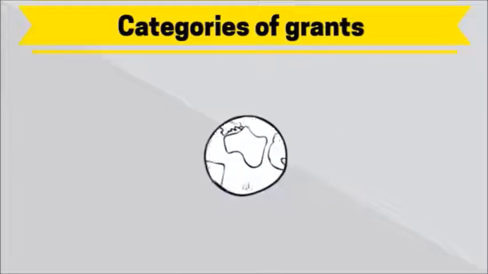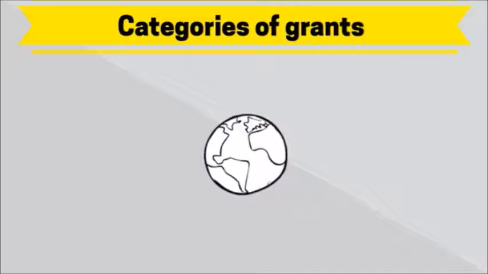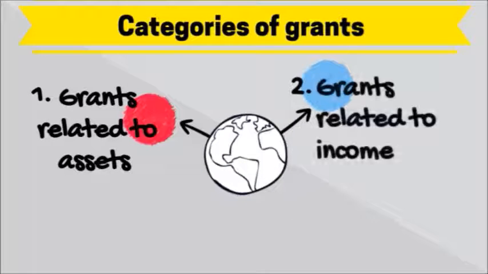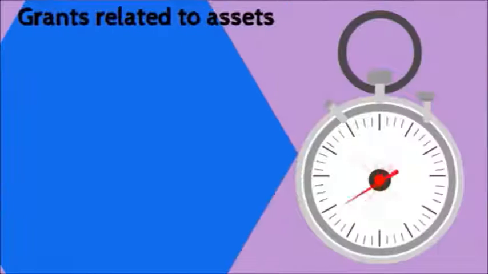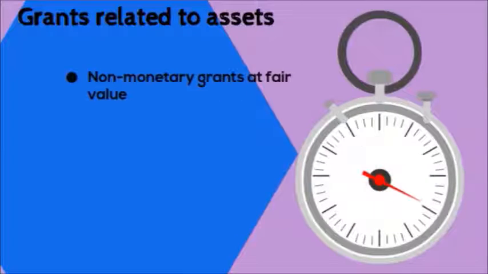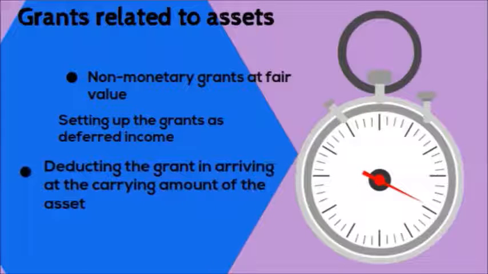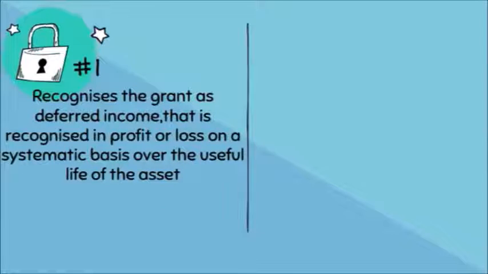Therefore, government grants have two categories. First is grants related to assets, second is grants related to income. Government grants related to assets, including non-monetary grants at fair value, shall be presented in the statement of financial position either by setting up the grant as deferred income or by deducting the grant in arriving at the carrying amount of the asset. The first option is to account for a grant as deferred income.